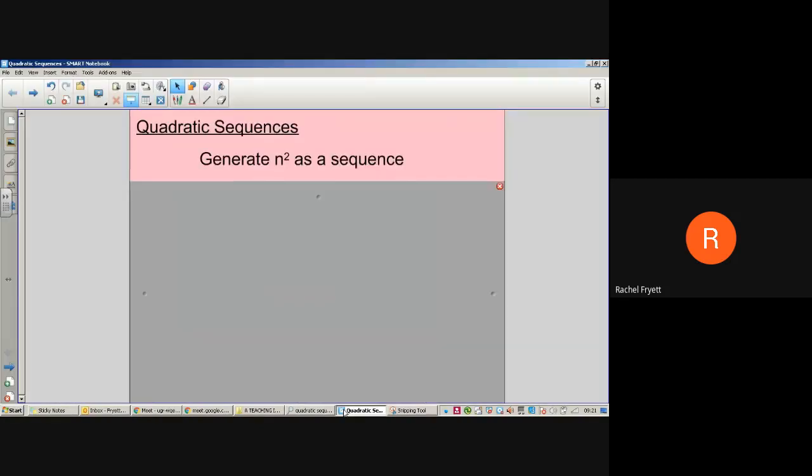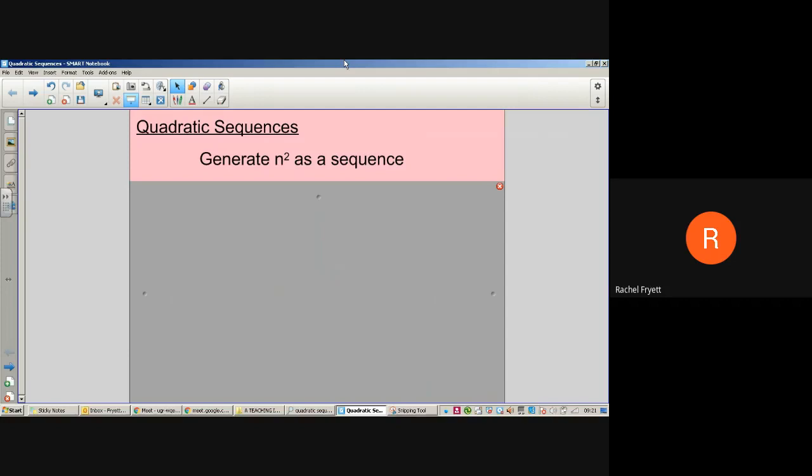Hello everyone, this is Miss Riot, and today we're going to have a look at some quadratic sequences. I've been told that you did particularly well on the linear sequences assessment, so we're going to have a look at the harder versions, the quadratic ones.